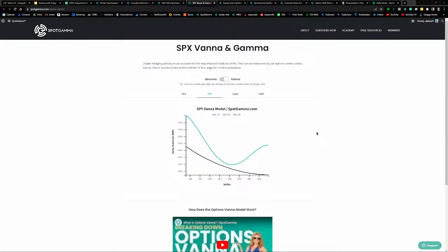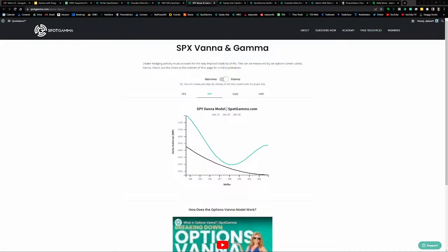Okay, so that's the setup for today. And again, sometimes what you expect to happen does not happen, and that's why I always say I confirm my thesis with order flow and hedging flow. All right, so let's take a look at some setups.